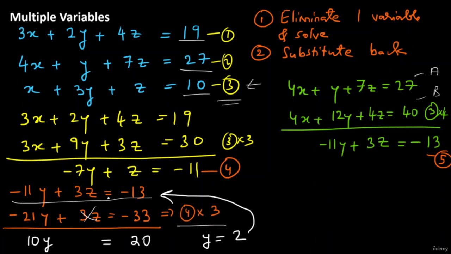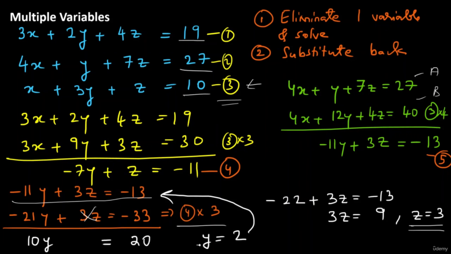Now if you substitute it over here, you get minus 22 plus 3z is equal to minus 13, right? Let's take minus 22 to the right side. So it becomes plus 22. So 3z is equal to 22 minus 13, which is 9, or z is equal to 9 by 3, which is equal to 3. Alright, so we have found the value of z and y.